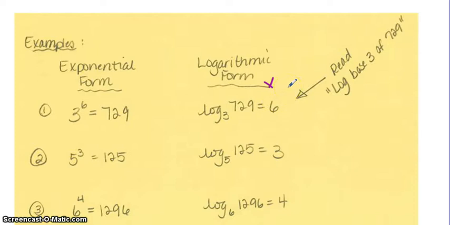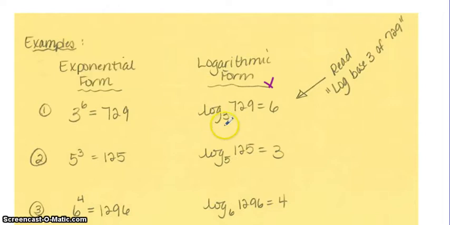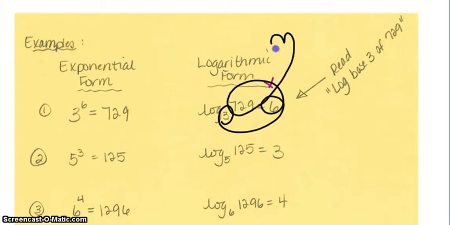One way you can remember this is, Ms. Kozlowski calls it a curly Q rule. And you can do something like this. 3 to the 6 equals 729. She doesn't do the heart. The heart is mine. Isn't it cute? So 3 to the 6 equals 729. It's right here.